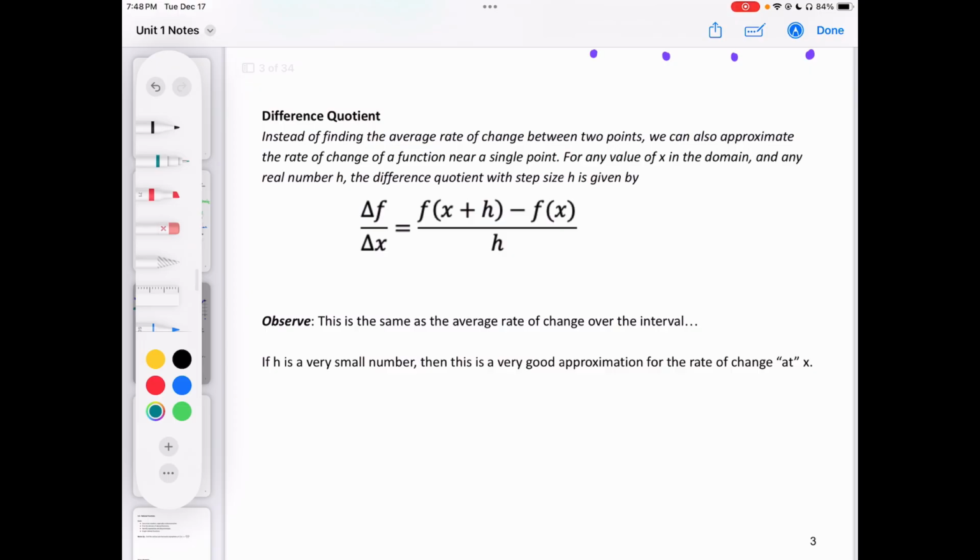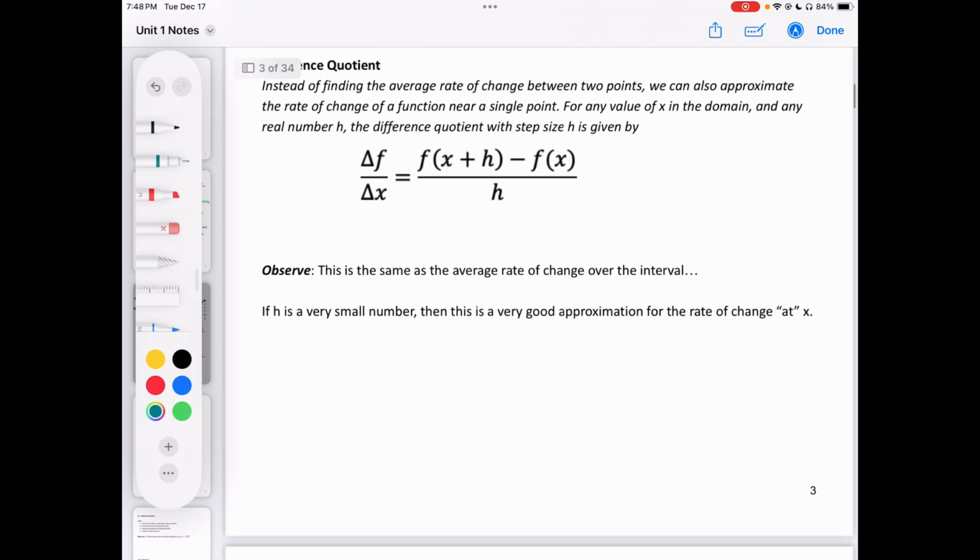Now, you might have seen the difference quotient in college algebra to a certain extent. Most professors, I think, cover it. If you haven't, it is really not too bad, okay? h is a very small number, okay? And it's the same as the average rate of change over an interval, okay?